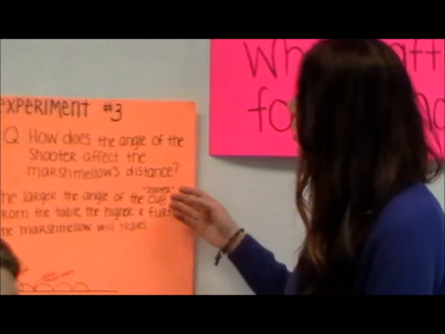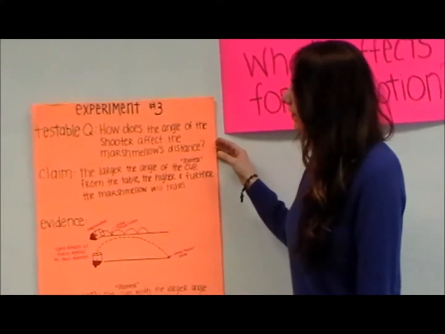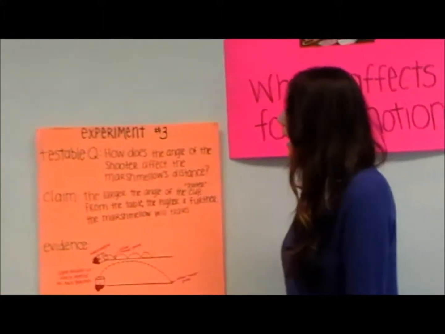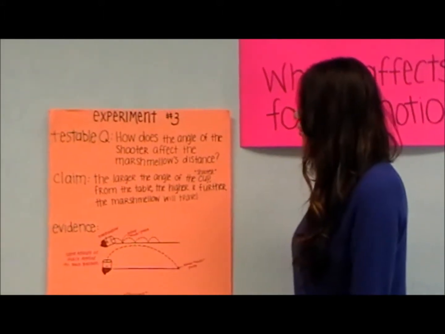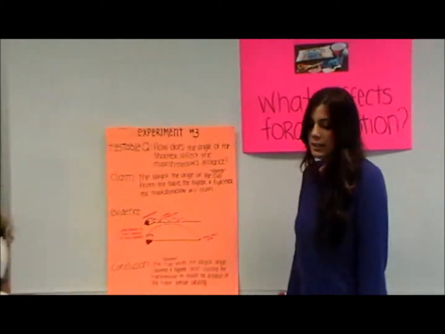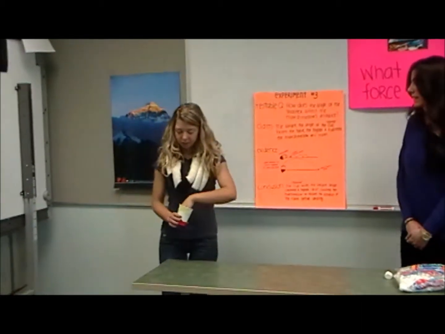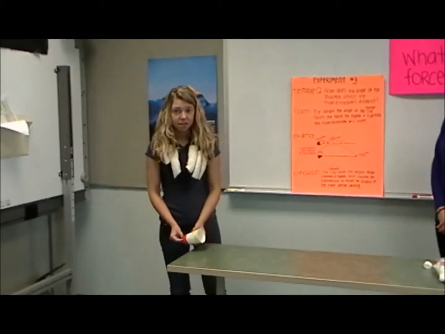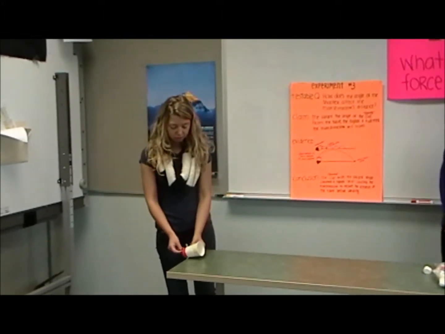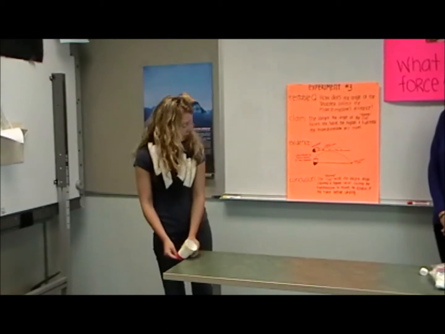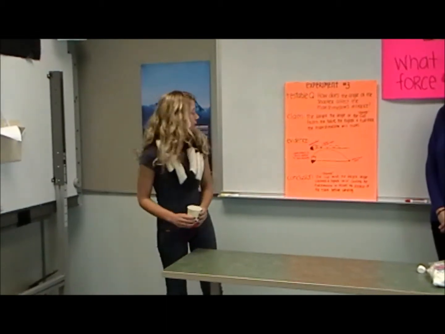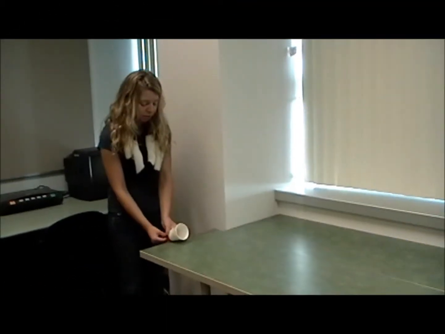Our testable question is, how does the angle of the shooter affect the marshmallow's distance? And our claim is, the larger the angle of the cup from the table, the higher and further the marshmallow will travel. For our evidence, we're putting the marshmallow inside the cup, and for the lower angle, we're going to launch the projectile, and then we're going to launch it at a higher angle, and we'll see which one goes farther.